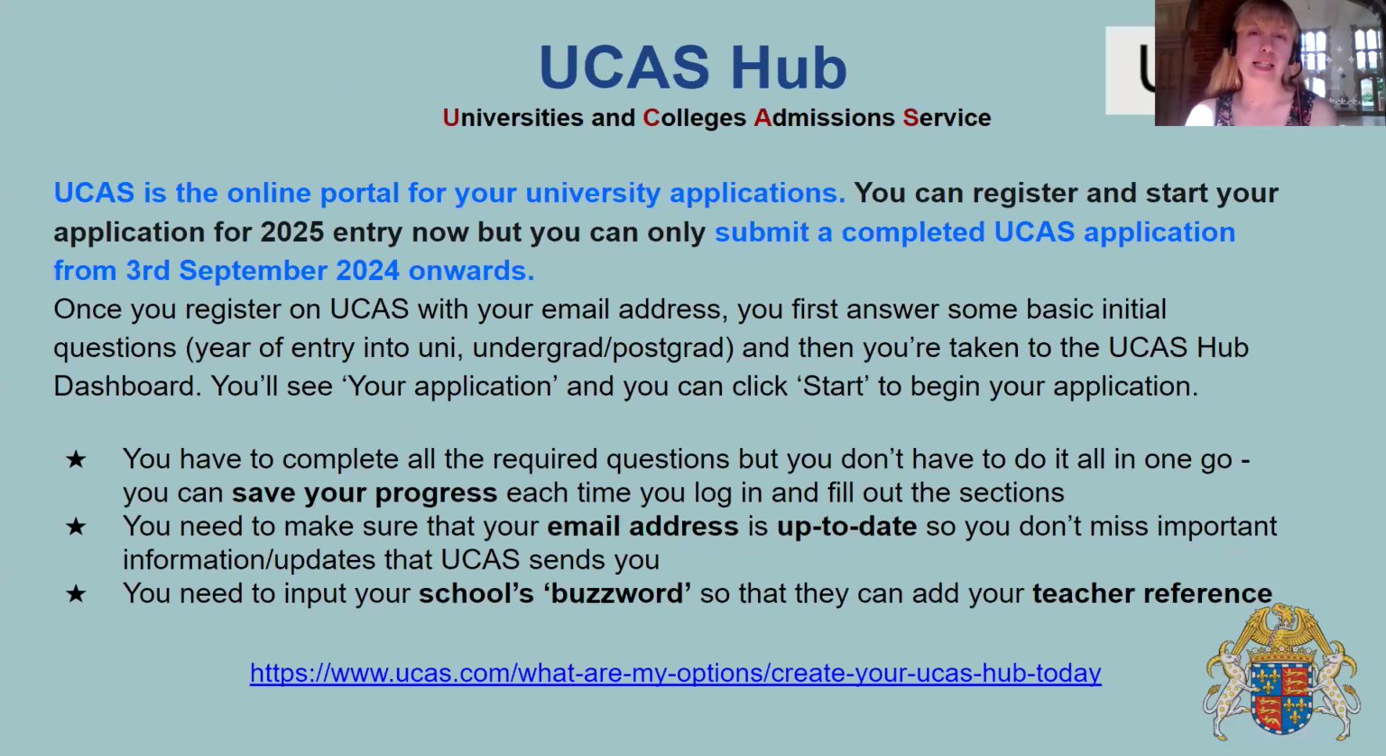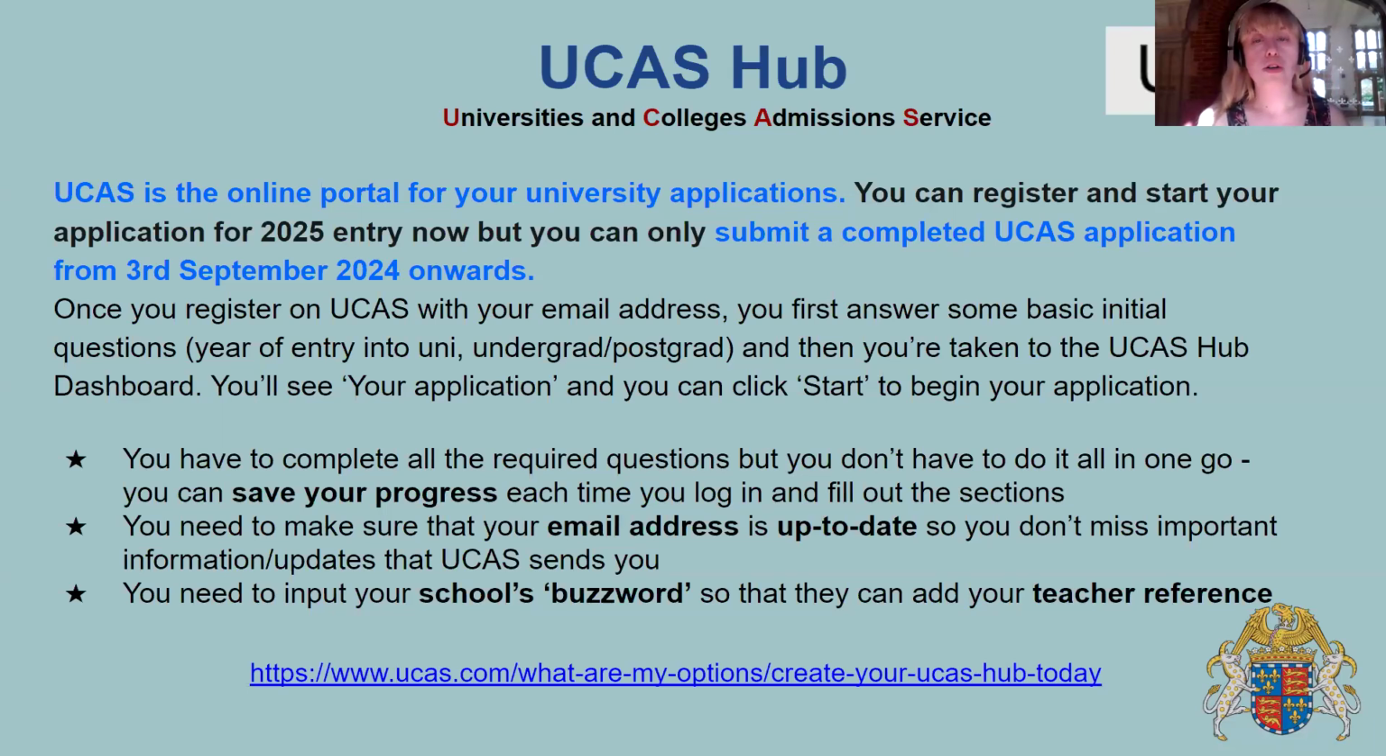So first of all, we're going to have an overview of UCAS itself. UCAS stands for Universities and Colleges Admissions Service. It's essentially the online portal through which you make your applications to university. You can register and start your application for 2025 entry, so if you want to start your course in the autumn of 2025, next year at the time I'm speaking, but you can only submit a completed UCAS application from the 3rd of September this year onwards. That's just a point to clarify at the start.